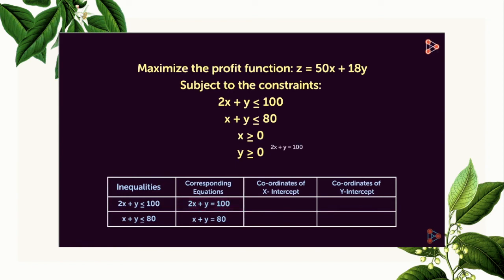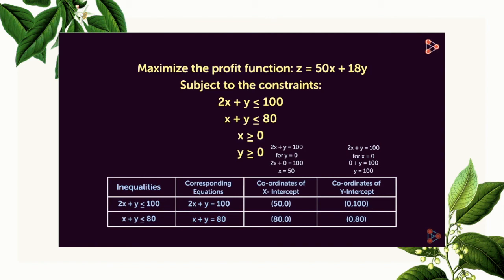For the x-intercept, we substitute y equal to 0. We get the value of x as 50. So the coordinates of the x-intercept are 50, 0. And to find the coordinates of the y-intercept, we substitute x as 0. That gives us the value of y as 100. The coordinates of the y-intercept are 0, 100. Similarly, we get the x and the y-intercepts of the second equation.